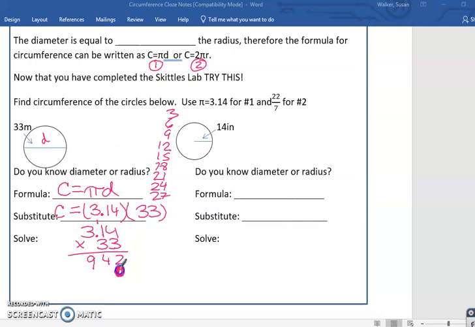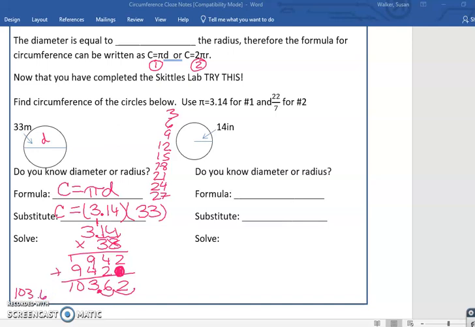Hold my spot because I just finished up taking care of that. 3 times 3, 12, carry the 1. 3 times 1, 3 plus 1, 4. 3 times 3, 9. Now I'm adding. 9 plus 4 is 13. Carry the 1. 9 plus 1, 10. And last but not least, move the decimal. 1, 2, 1, 2. So my answer is 103 and 62 hundredths.